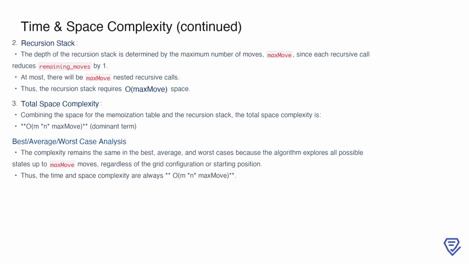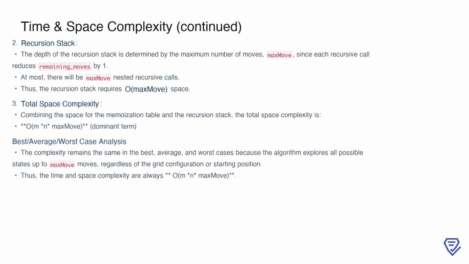Next, let's evaluate the space required by the recursion stack. The depth of the recursion stack depends on the maximum number of moves, max move, since each recursive call reduces remaining moves by 1. This means that the recursion stack can be at most max move levels deep, requiring max move space. When we combine the space used by the memoization table and the recursion stack, the total space complexity is dominated by the larger term, which is m * n * max move.